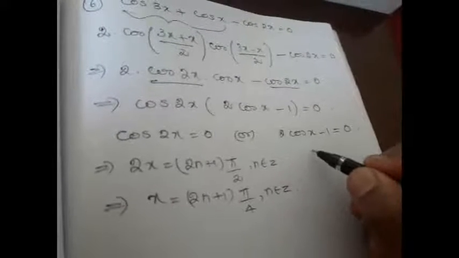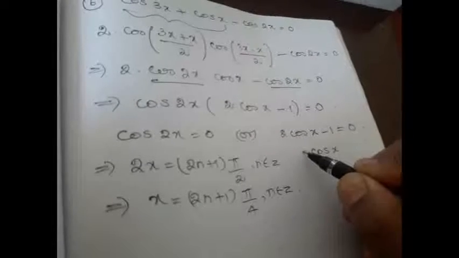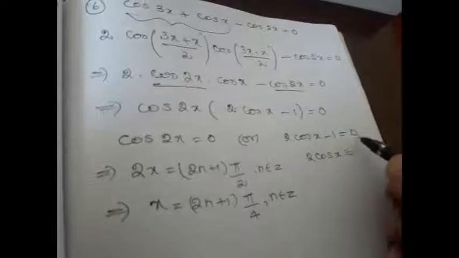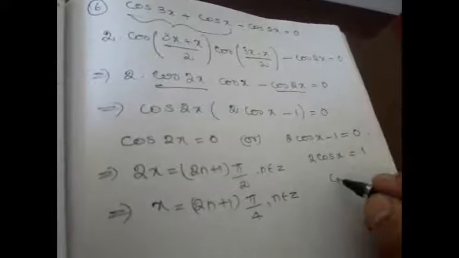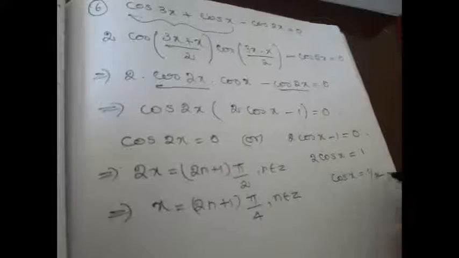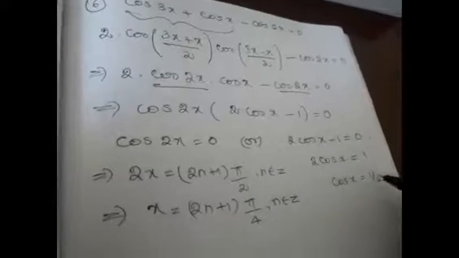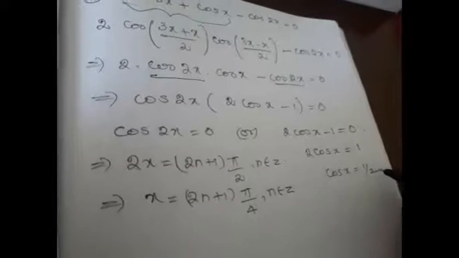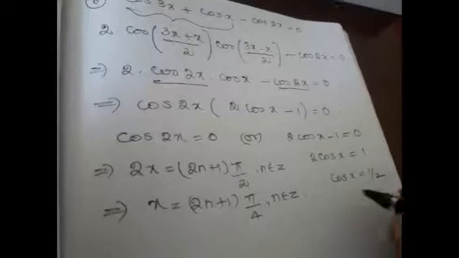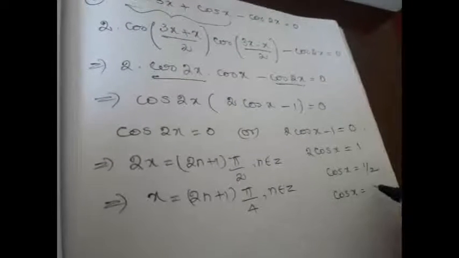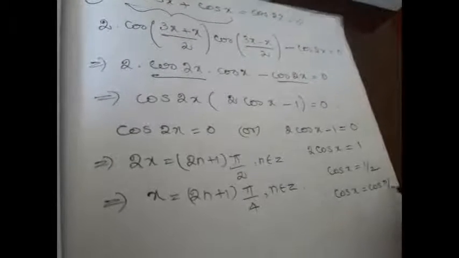So what does this imply? 2 cos x equal to minus 1, if you bring it to the other side it becomes plus 1. Cos x equal to 1 by 2. When does the cos value become 1 by 2? At 60 degrees, right? 60 degrees is nothing but pi by 3. So 1 by 2 is nothing but cos pi by 3.